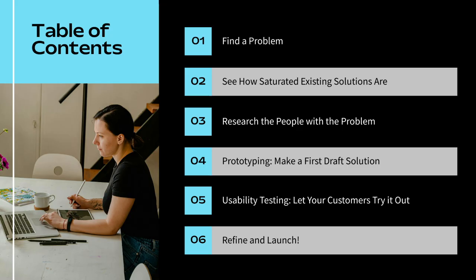If you follow this process, you will have a solid foundation to tackle any product design project, no matter how big or small.